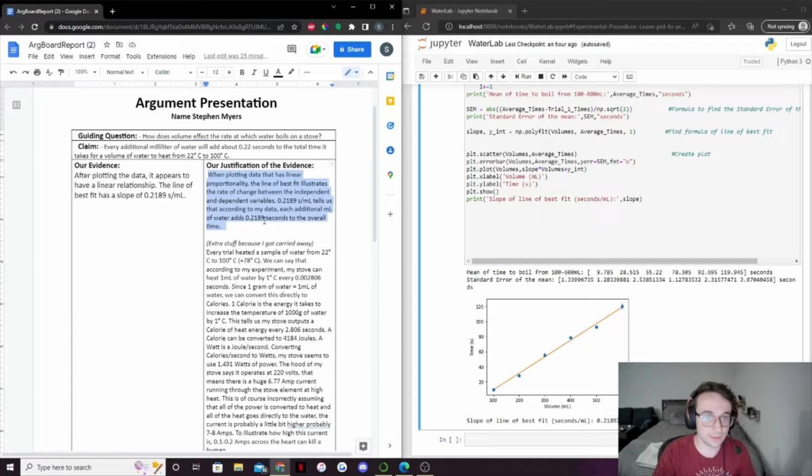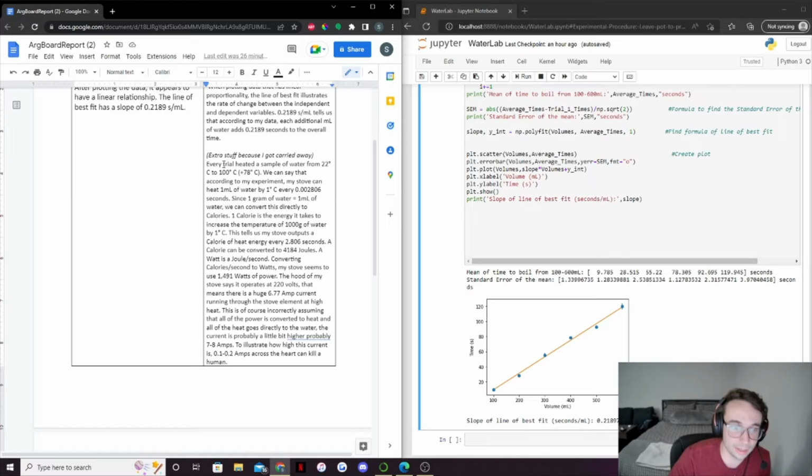So to justify why this proves my claim, when plotting data that has a linear proportionality, the line of best fit illustrates the rate of change between the independent and dependent variables. So 0.2189 seconds per milliliter tells us that according to my data, each additional milliliter of water adds that many seconds to the overall time.